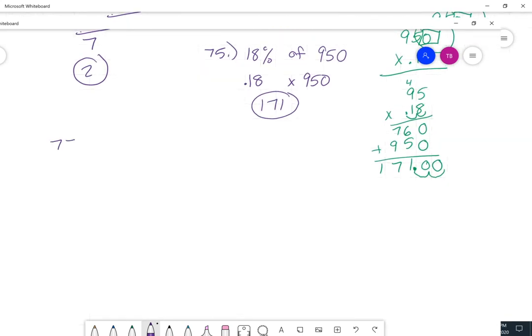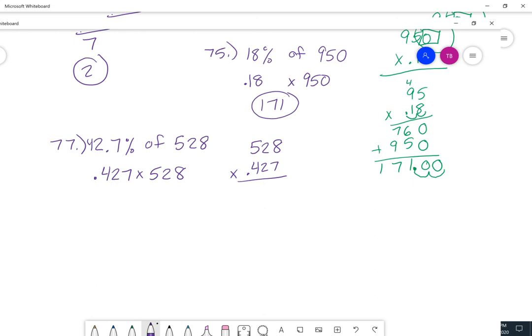Number 77, we have 42.7% of 528. So I'm going to write that as a decimal, 0.427 times 528. Okay, so let's work that out. We have 528 times 0.427.